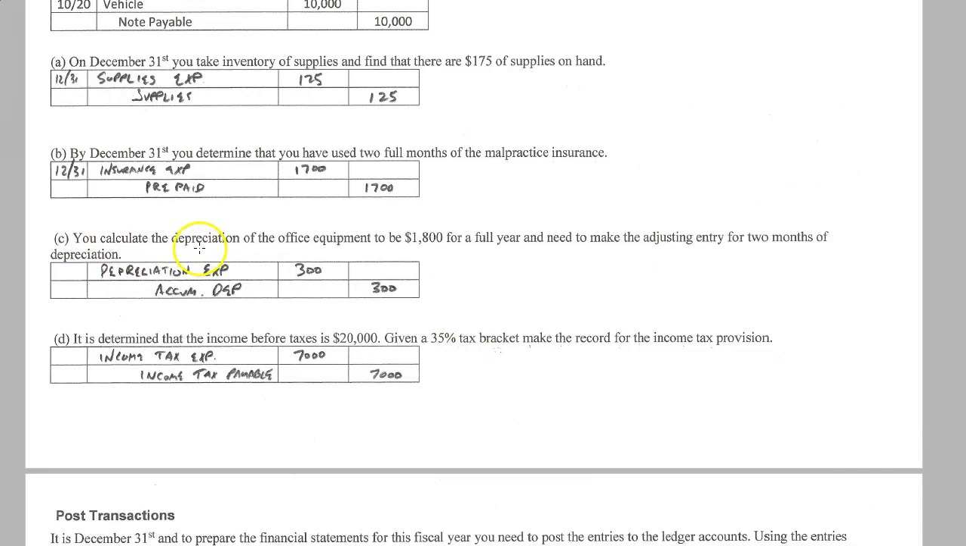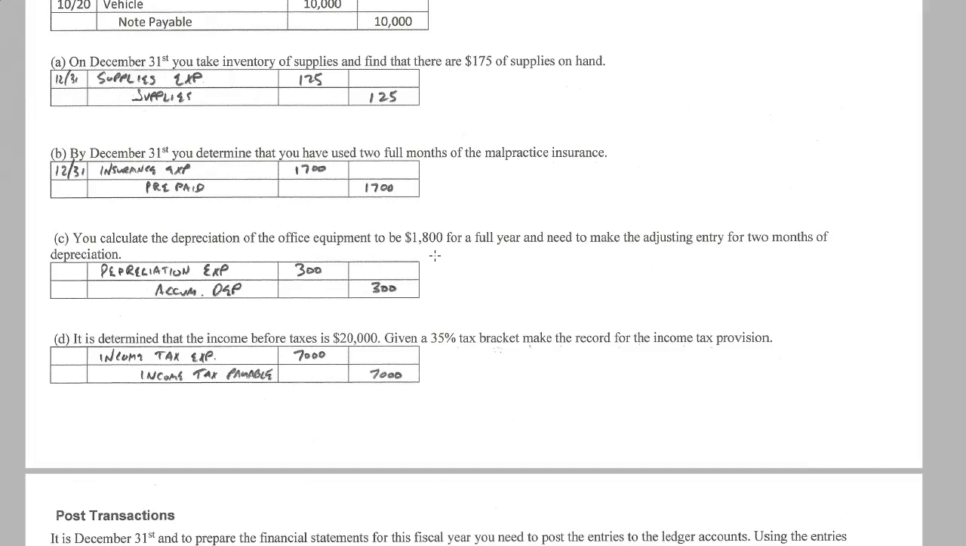Okay, so you've calculated the depreciation of the office equipment to be $1,800 for the full year, and you need to make an adjusting entry for 2 months of depreciation. Okay, so you buy things. You buy equipment in a business. A building, a CT machine, office equipment, whatever it is. You buy this equipment, things that have a long life, right? So you have a piece of equipment that's going to live for, let's say, 10 years. You're going to use this thing for 10 years.